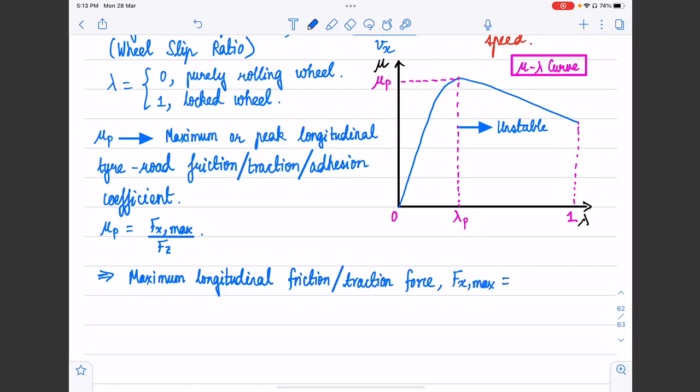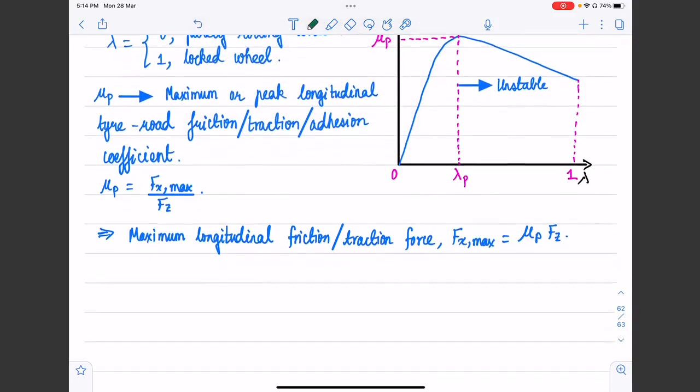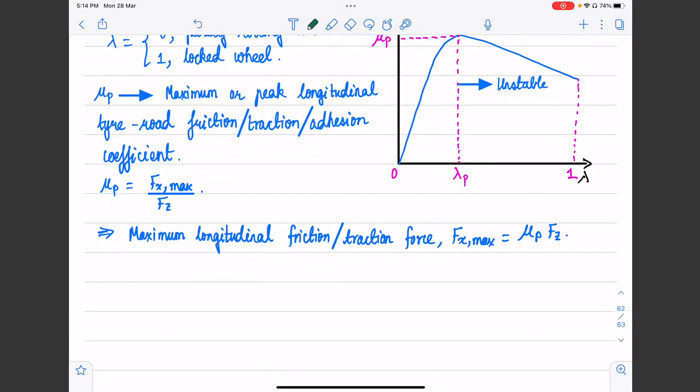That's going to be equal to mu p times Fz, and Fz is what we have been calling W, right? Wf or Wr. So we have been calling it W. I just wrote it in a general term. That's the normal load. So now coming back to our analysis, we are just going to use these concepts and get some expressions.